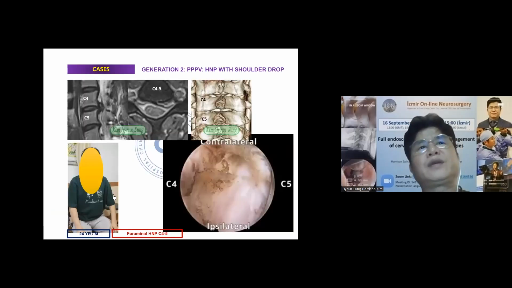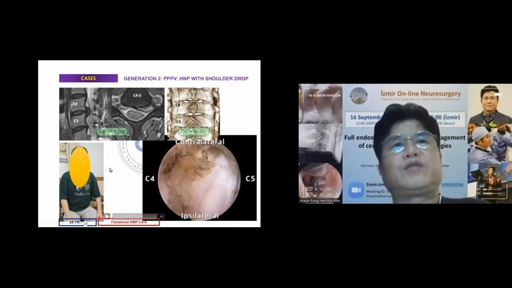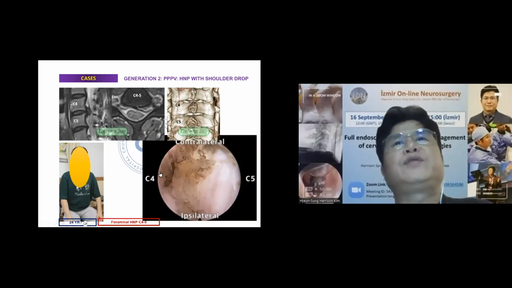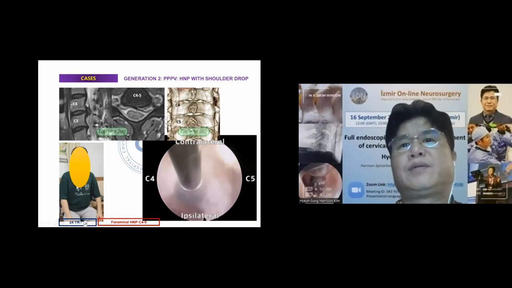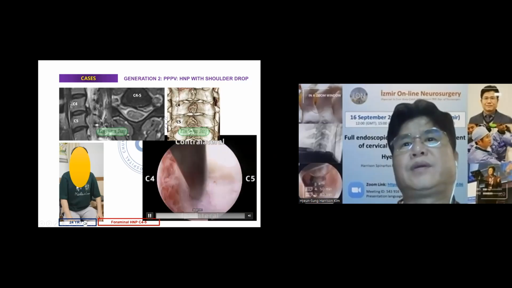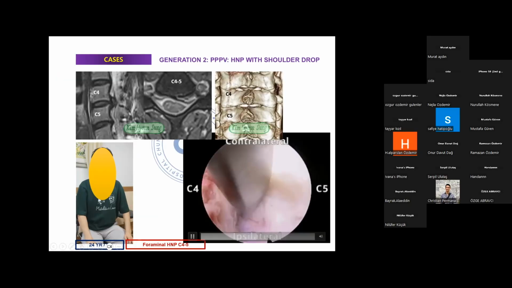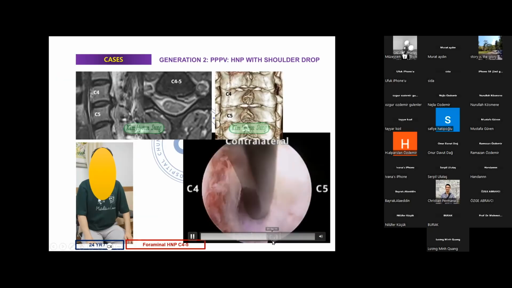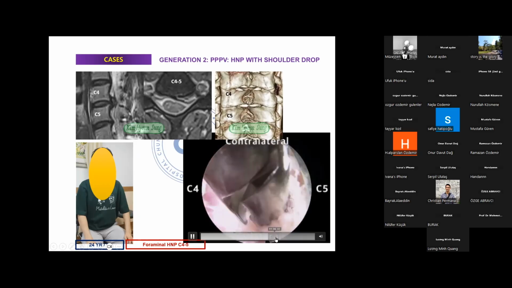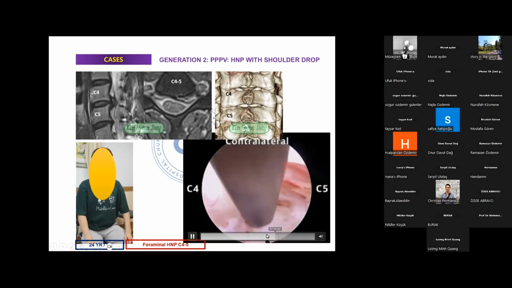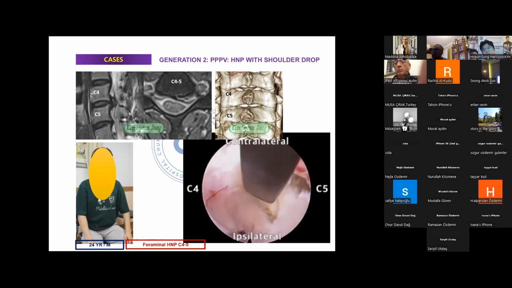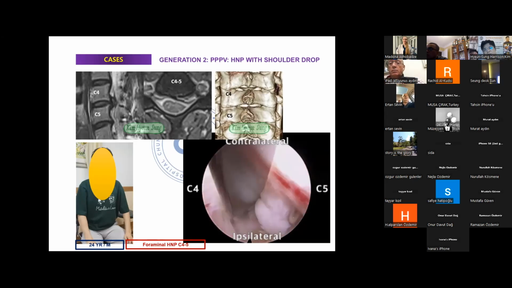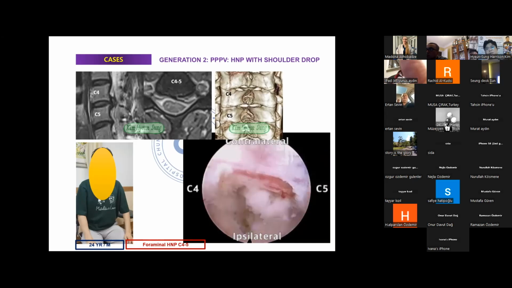And also another case, this patient came with a shoulder drop due to a C4-5 huge ruptured disc, and after, now you can see the cervical foraminal ligament here, and after cutting the foraminal ligament. Okay, now partial pediculotomy done, and traction, and this nerve root, motor nerve root here, and remove the ruptured disc from here.